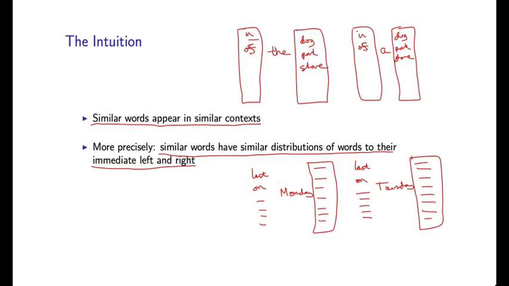So that's the basic intuition. And the Brown clustering method is one clustering algorithm. There are actually several possible algorithms. We're going to focus on this one. But all of these different ways of deriving these word clusters basically leverage this intuition that similar words tend to have similar distributions of words to the left and right.